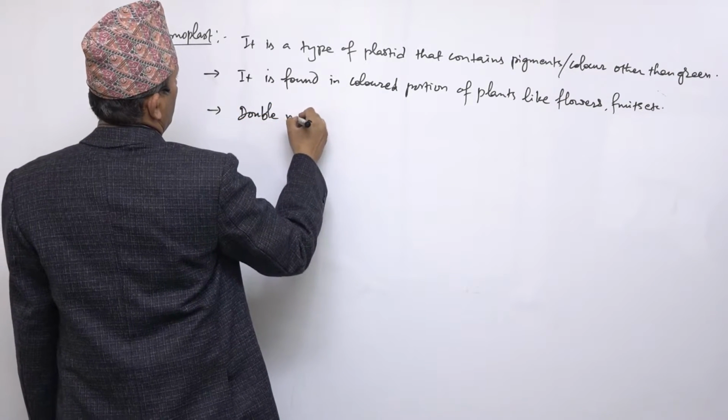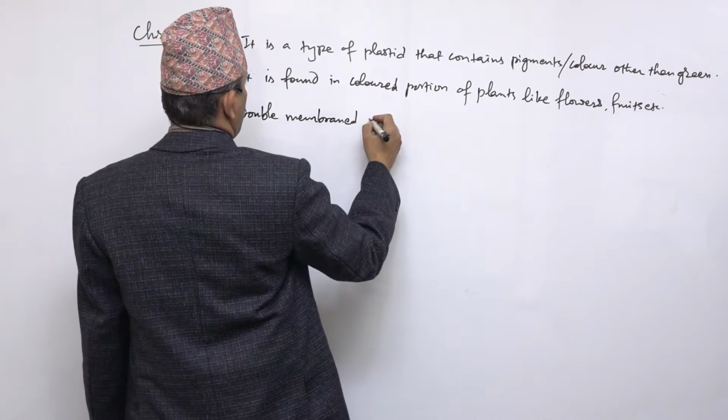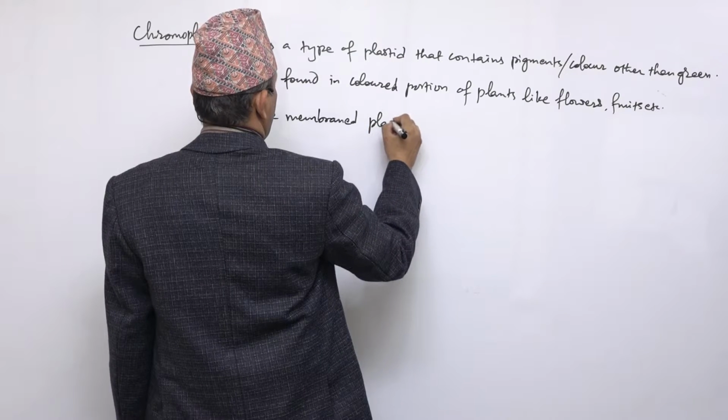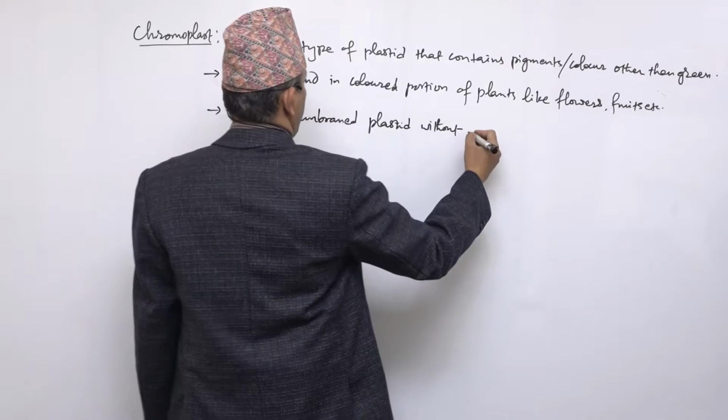It is a double membrane plastid without granum.